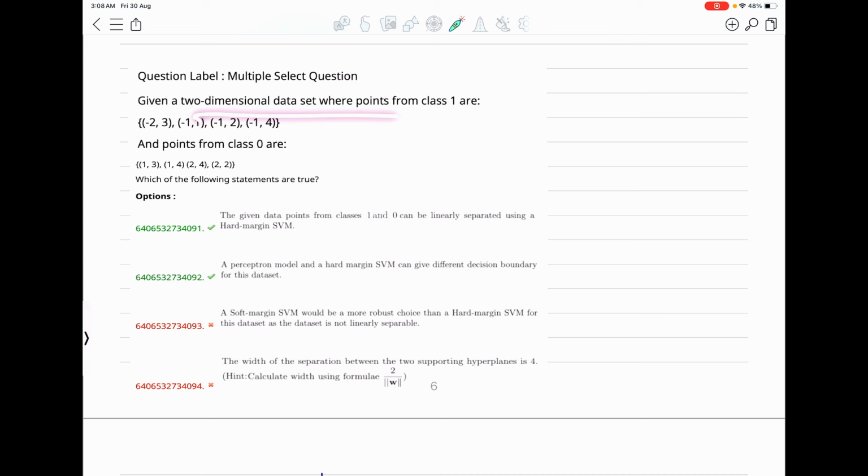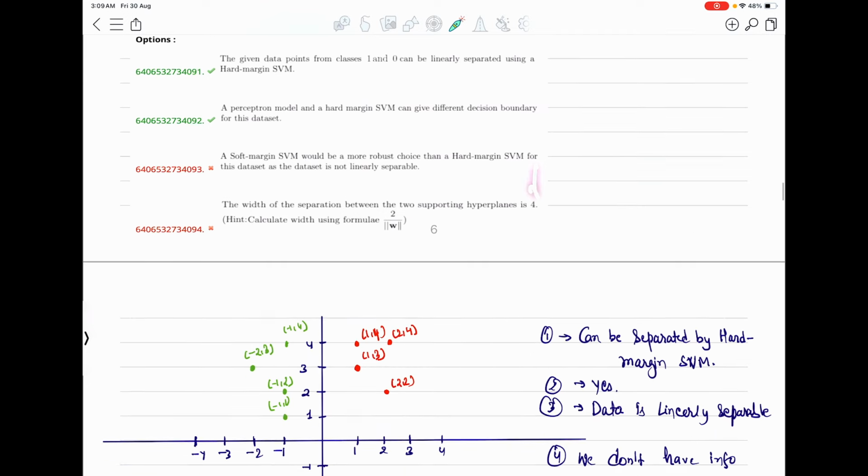Okay, let's move to the next question. Given a two-dimensional data set where points from class 1 are these and points from class 0 are these. So we have been given all the points from class 1 and class 0, and we need to say which option is correct. The options are: the given data points from class 1 and 0 can be linearly separated using a hard margin; a perceptron model and a hard margin SVM can give different decision boundaries; a soft margin SVM can do this; or the width of separation will be exactly 4.